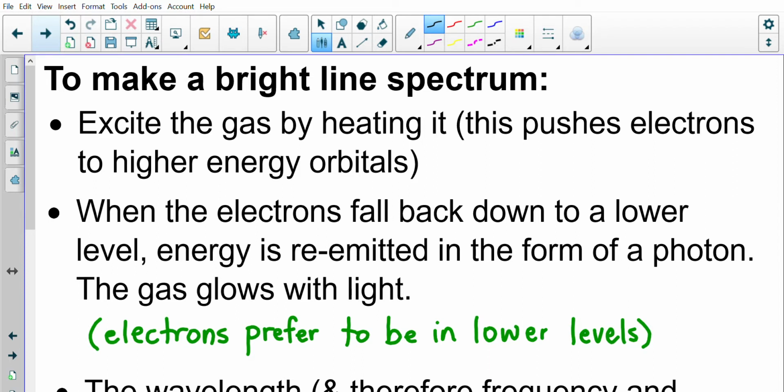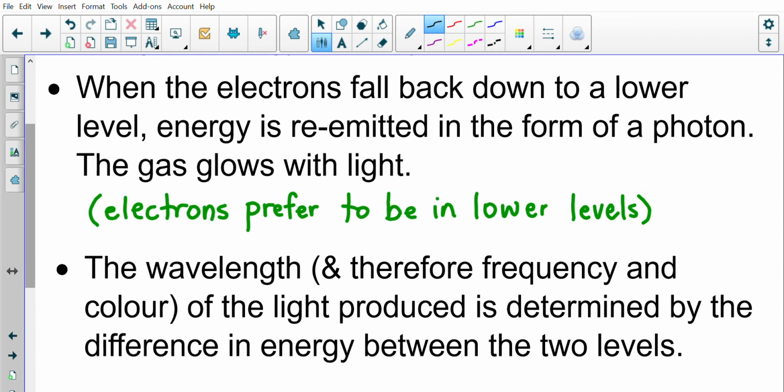So this is what you need to have memorized. This is tested quite often. You need to know the procedure for making a bright line or an emission spectrum. So begin by exciting the gas by heating it. This pushes the electrons to higher energy levels. When the electrons fall back down to a lower level, the energy is re-emitted in the form of a photon, and so the gas glows with light.